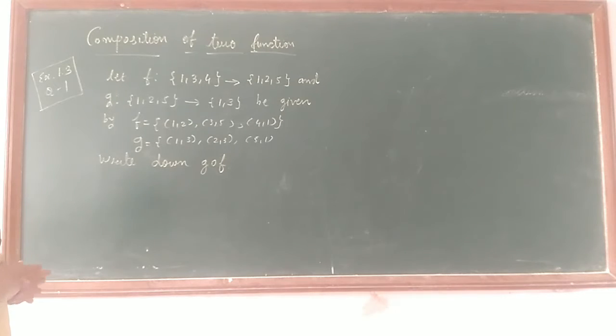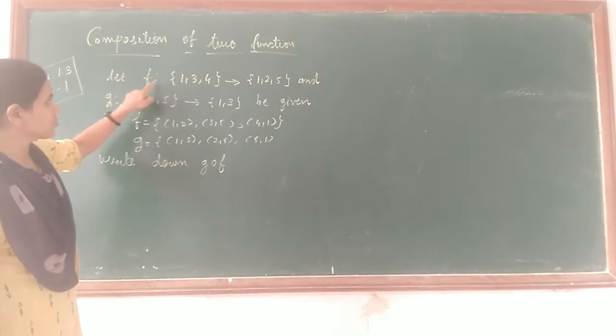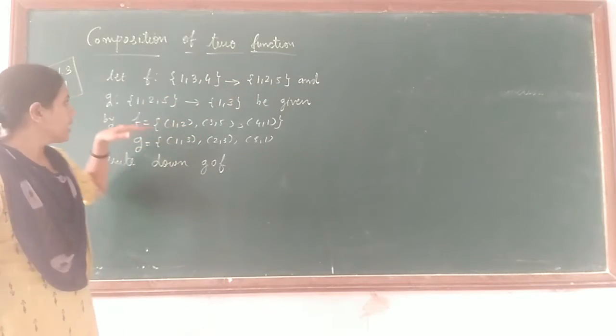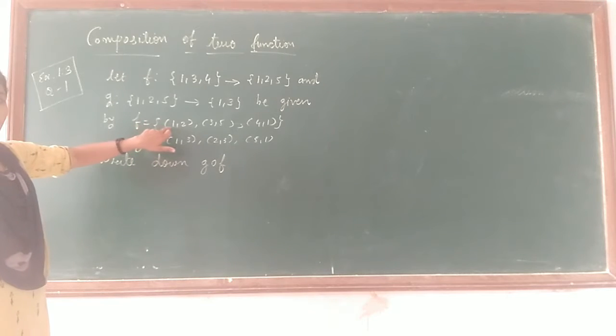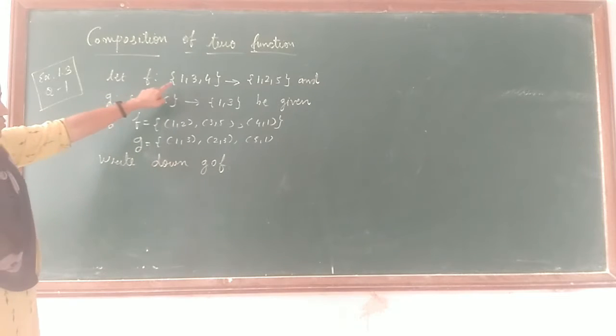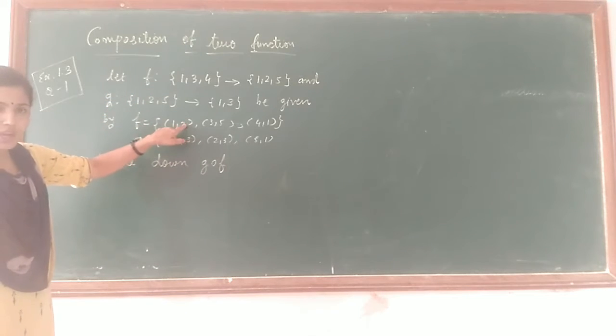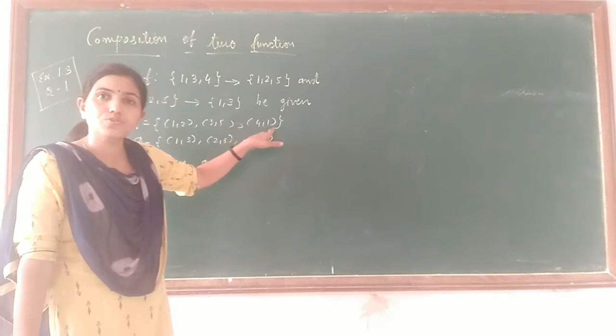So for understanding the definition, here we are taking one question which is based on the definition. Let me see the question. It is from exercise 1.3, question number 1. Let the function f be from {1, 3, 4} to {1, 2, 5} and g from {1, 2, 5} to {1, 3} be given by f = {(1, 2), (3, 5), (4, 1)}. That means f of 1 is equal to 2, f of 3 is equal to 5 and f of 4 is equal to 1.